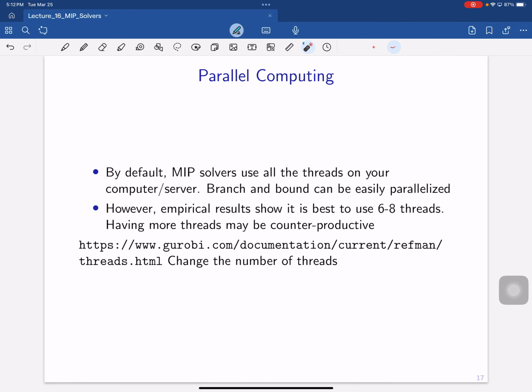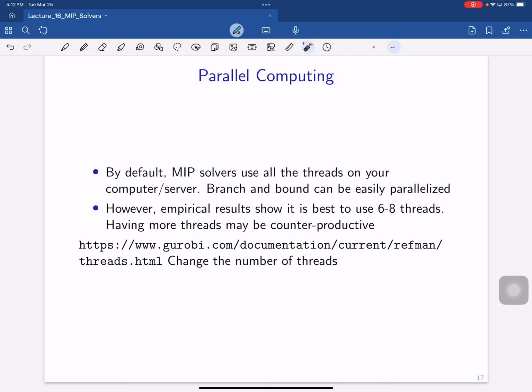Now another thing is parallel computing. It is very easy to see that branch and bound can be easily parallelized, right? If you have a bunch of leaf nodes, you can solve all of them at the same time. By default, if you have, let's say, a server with hundreds of threads, Gurobi will use all the threads on your machine. But sometimes it can be counterproductive. Empirically, using 6 to 8 threads gives you the best performance. That means sometimes using more threads can be counterproductive.